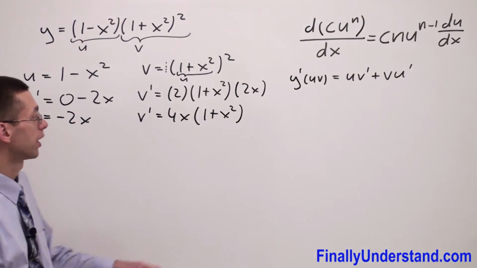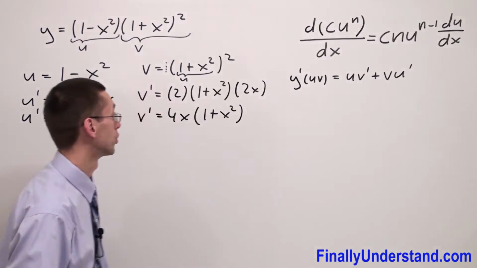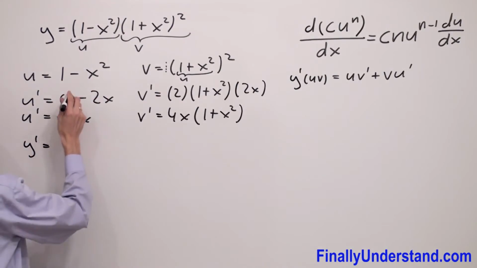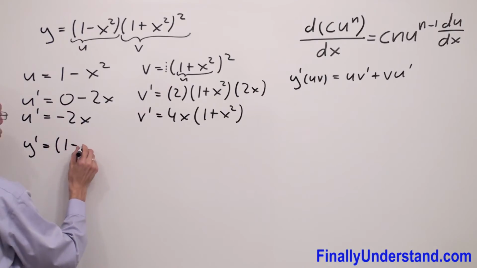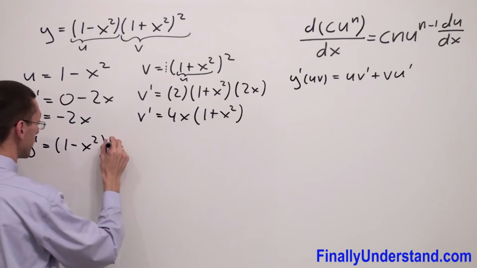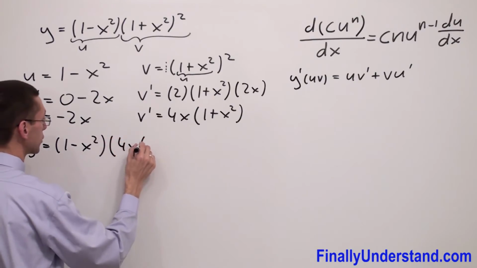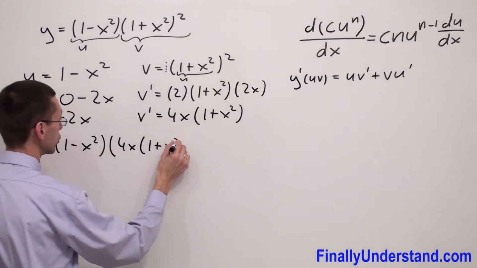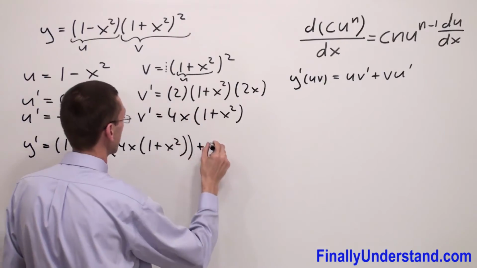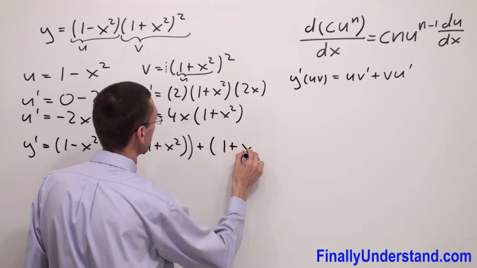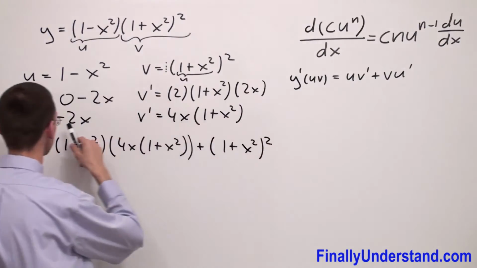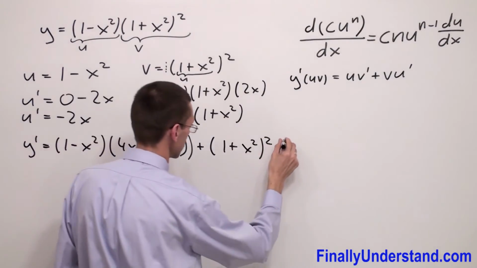Next, we are going to apply the formula. So I have y prime equals u, which is equal to 1 minus x squared, times v prime, which is equal to 4x times 1 plus x squared, plus v, which is equal to 1 plus x squared to the second power, times u prime, which is equal to negative 2x.